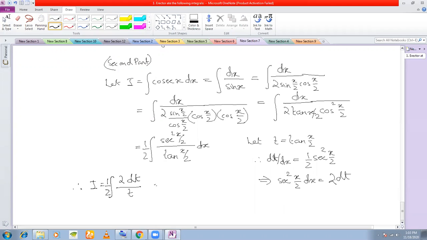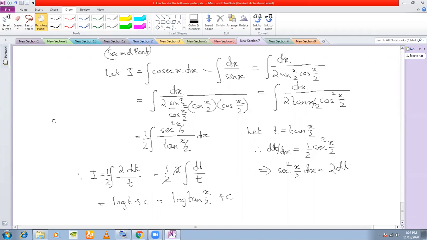Okay, so now what happens? Half into 2, this 2 cancels. You're only left with integral dt by t, which is log t plus c. And what is t we had taken? t we had taken tan x by 2, plus c. Clear? So both forms I have shown you.